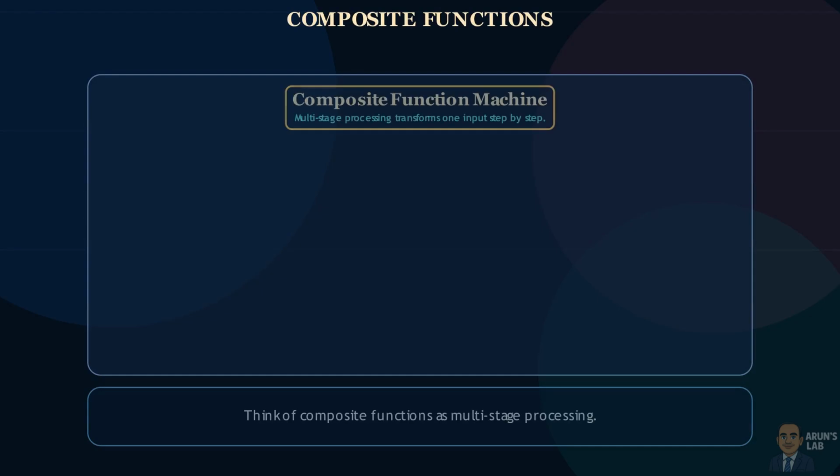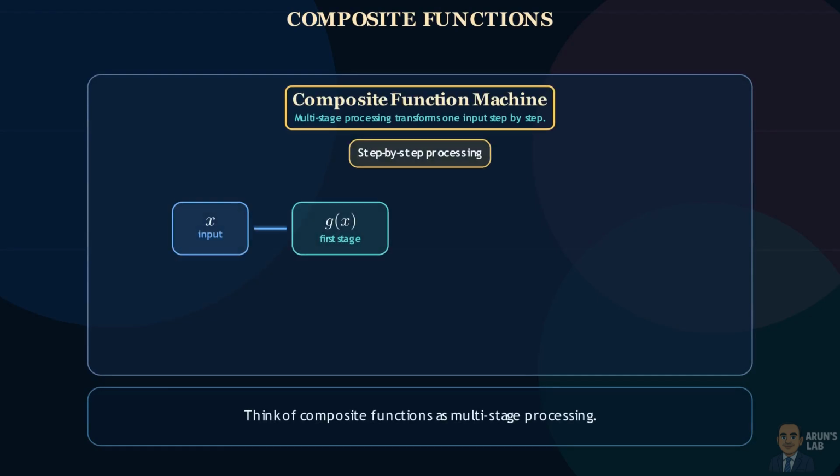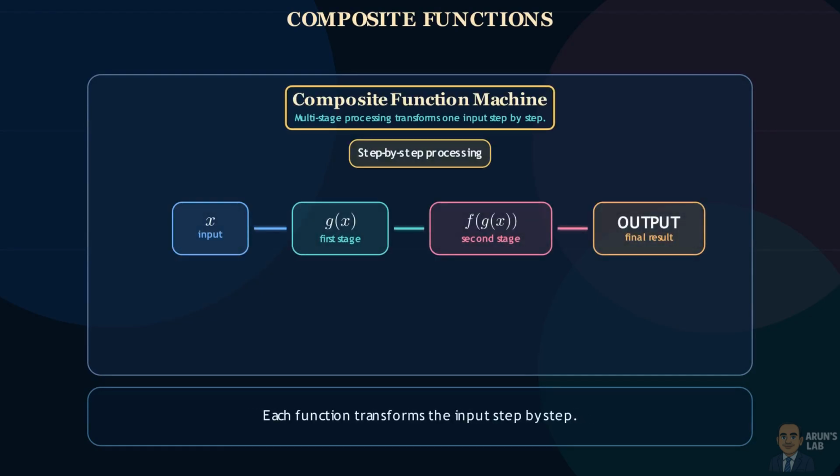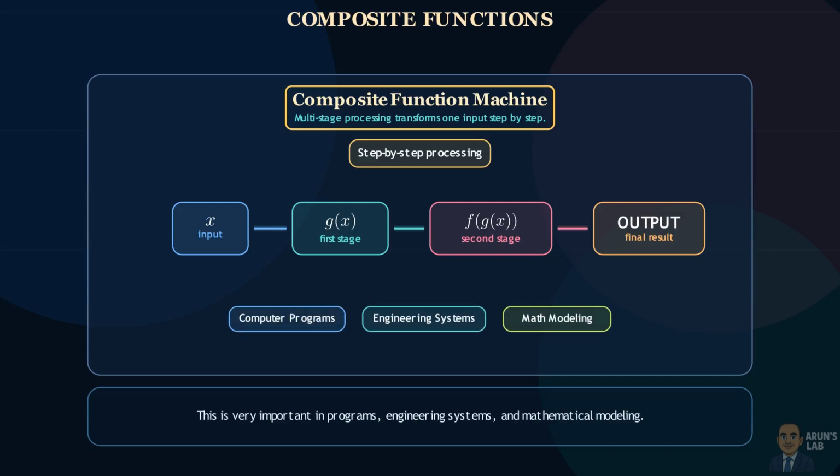Think of composite functions as multi-stage processing. Each function transforms the input step by step. This is very important in computer programming, engineering systems, and mathematical modeling.